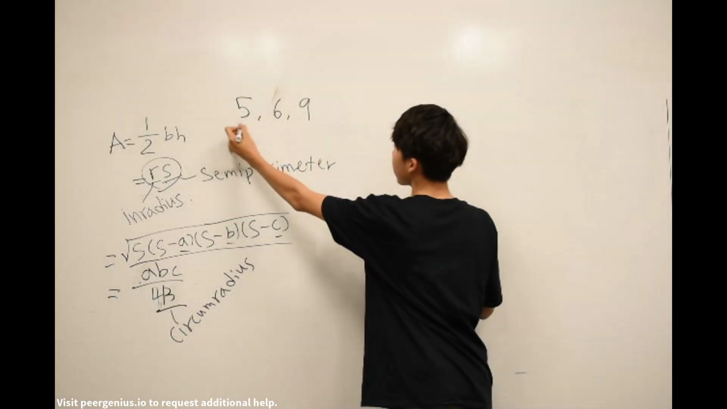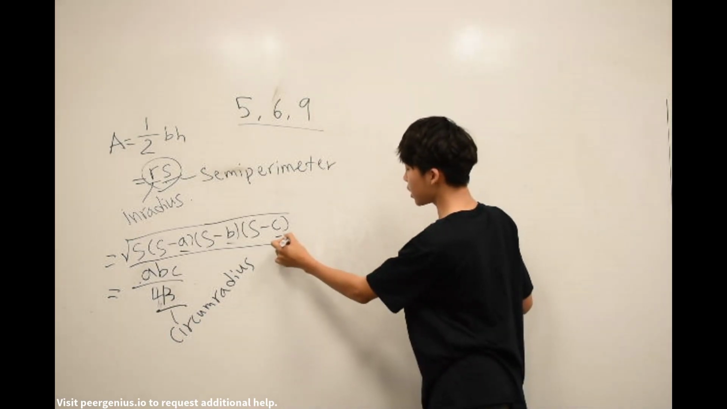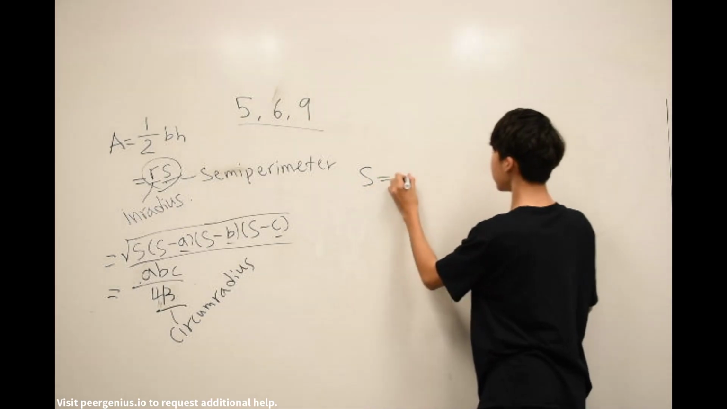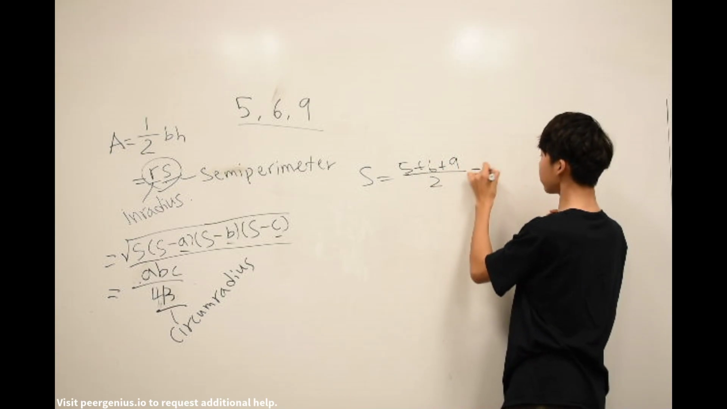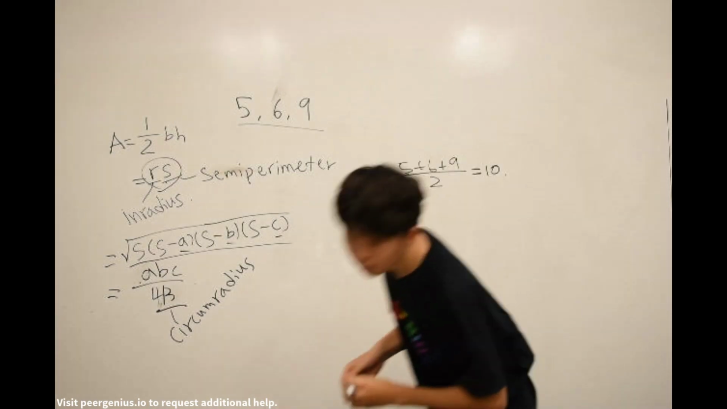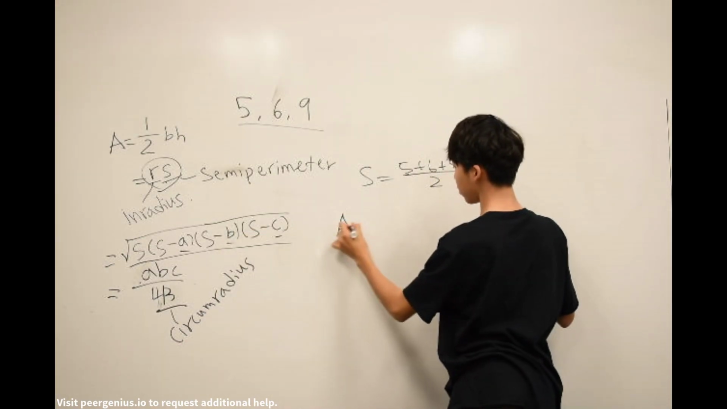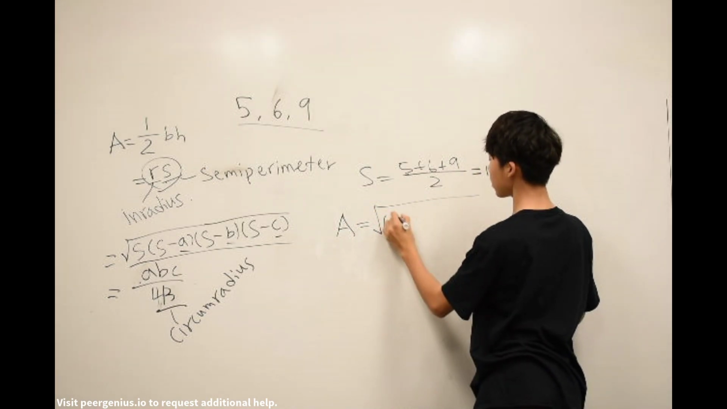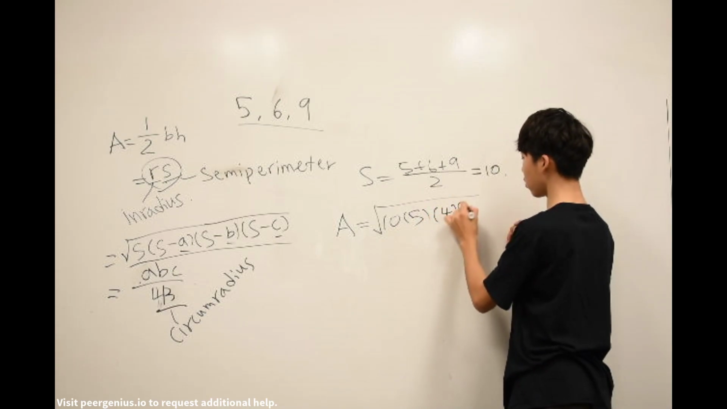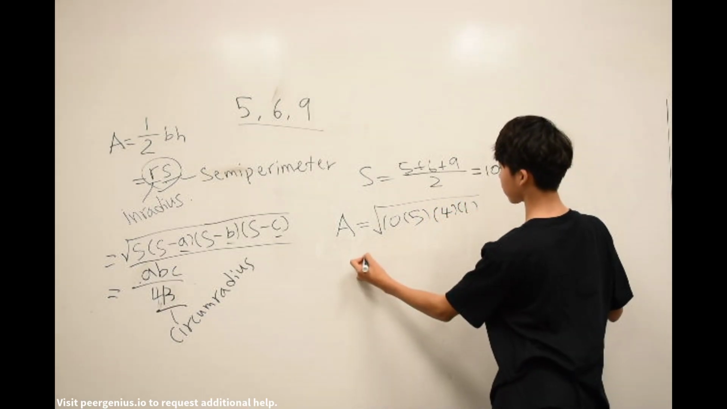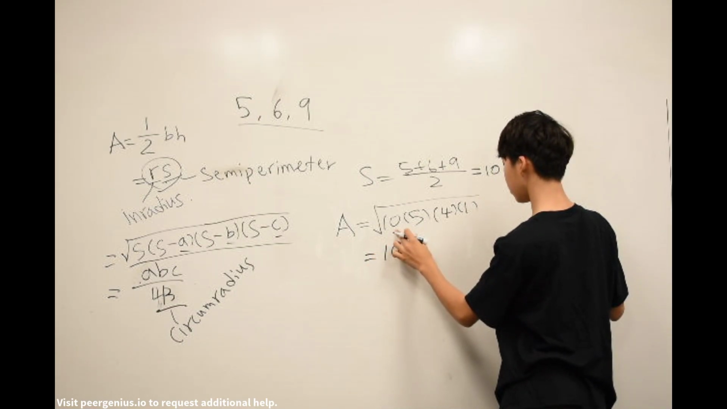So the 3 side lengths are 5, 6, and 9, and we can find the area of the triangle by using Heron's formula. S is the semi-perimeter, so 5 plus 6 plus 9 over 2, which is 10. Now we just use the formula. So the area equals the square root of 10 times (10 minus 5, which is 5) times (10 minus 6, which is 4) times (10 minus 9, which is 1). This simplifies into 10 rad 2.